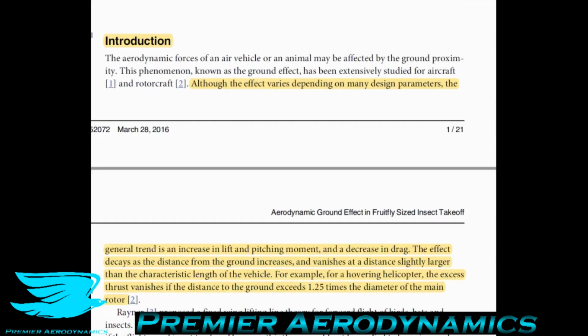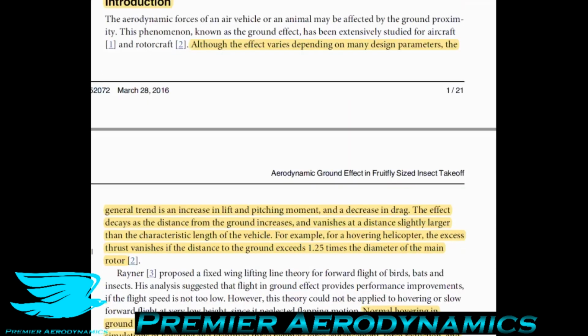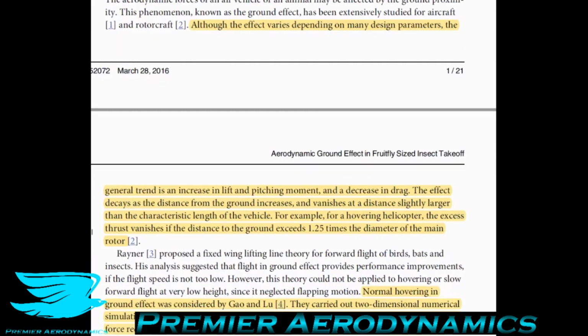So in the introduction, they say, although the effect varies depending on many design parameters, the general trend is that an increase in lift and pitching moment and a decrease in drag occurs in ground effect, for aircraft at least. And as you go further away from the ground, this benefit decreases, so you no longer get an increased lift and pitching moment or a decreased drag, and you go to regular flight. For example, for a hovering helicopter, the excess thrust vanishes if the distance to the ground exceeds 1.25 times the diameter of the main rotor.